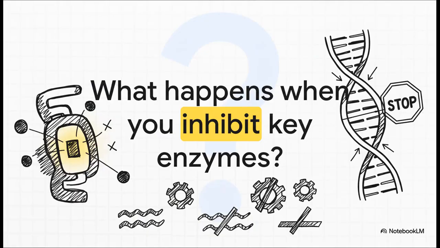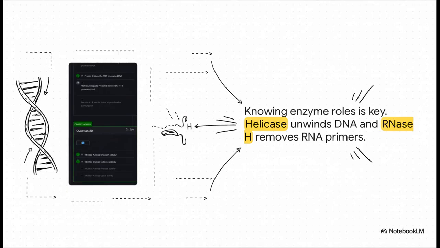And finally, there's another type of question where you just have to know your stuff. They love to ask what happens when you block a key enzyme with a drug or an inhibitor. This is a direct test of your knowledge of what these molecular machines do. And a question like this is exactly why memorizing the functions of key enzymes is so important. If the question asks what an inhibitor is blocking, and the choices include RNase H and helicase, you just have to ask yourself, what do they do? You know that helicase unwinds DNA and RNase H removes RNA primers. If you know those basic facts, you can answer the question with confidence. It's a straight-up application of that core knowledge.